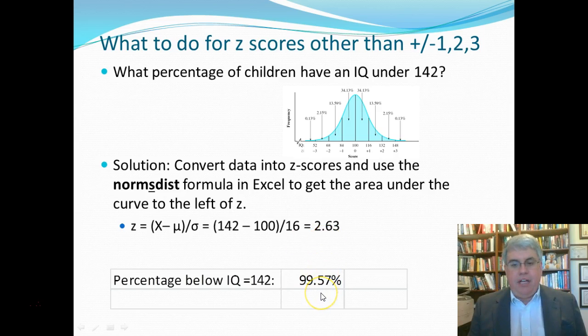And then in Excel, if we were to do NORM.S.DIST, open parentheses, 2.63, close parentheses, we would get a score of 99.57%, or 0.9957 if we left it in decimals.